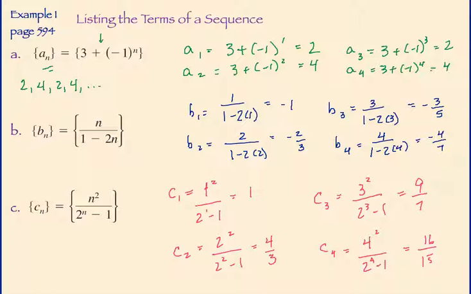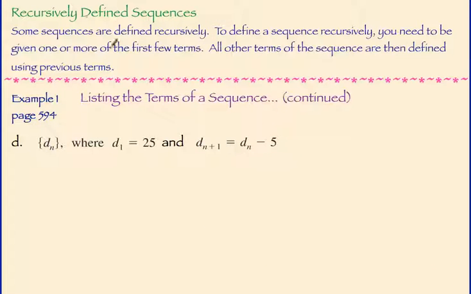Not too difficult. We do have one more part to this problem, and it requires an additional definition. Recursively defined sequences. Some sequences are defined recursively. To define a sequence recursively, you need to be given one or more of the first few terms. All other terms of the sequence are then defined using previous terms. Essentially, every subsequent term of the sequence is dependent upon whatever the previous term was. That's a recursively defined sequence.